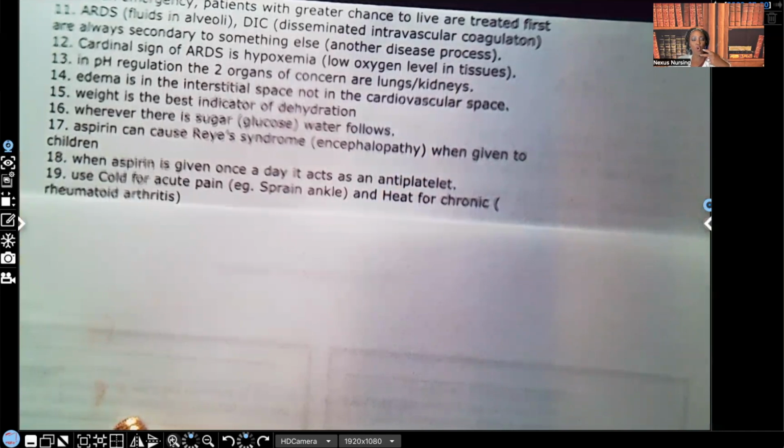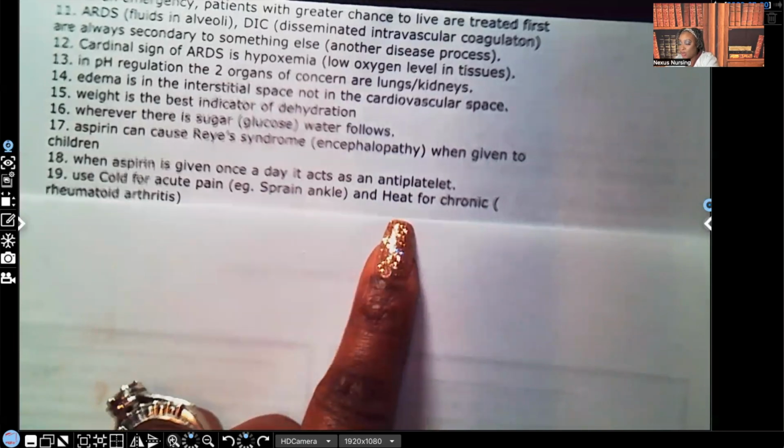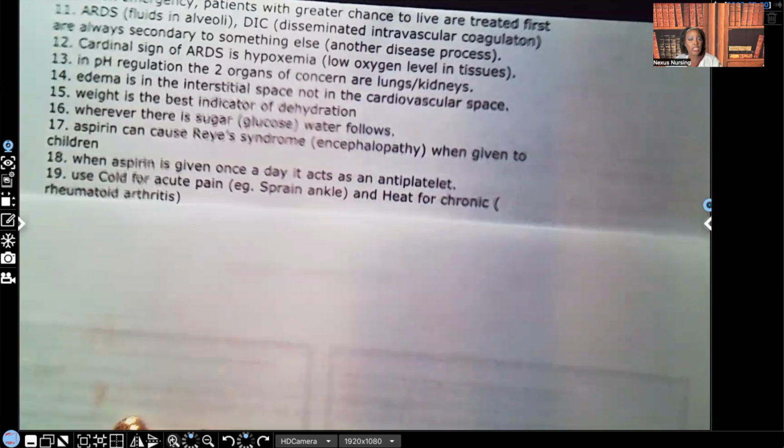And that cold, that ice, it causes what? Vasoconstriction. It stops all of that fluid from causing what? Swelling, edema. And look what it says here, heat for chronic conditions such as rheumatoid arthritis. That heat causes vasodilation and it's soothing.